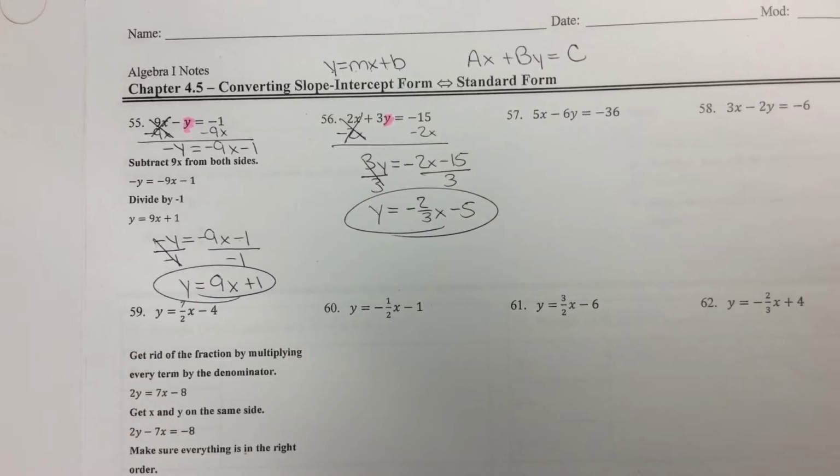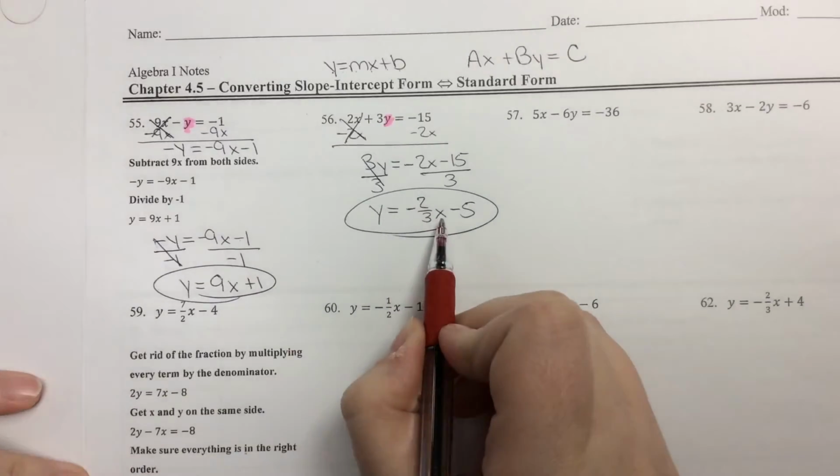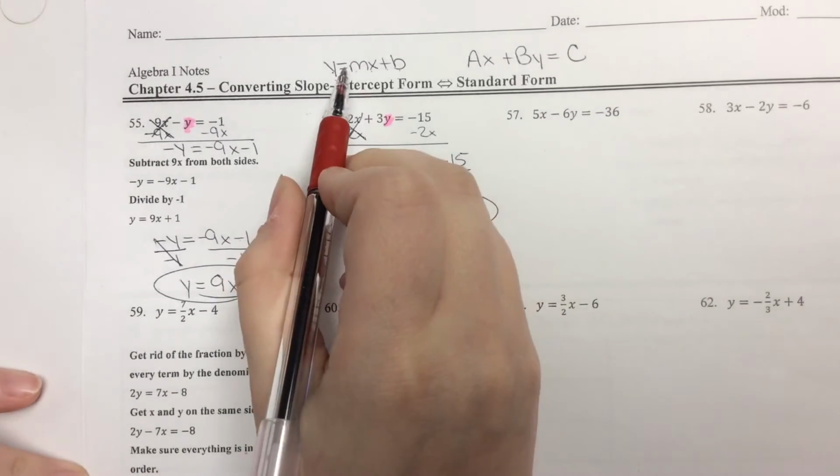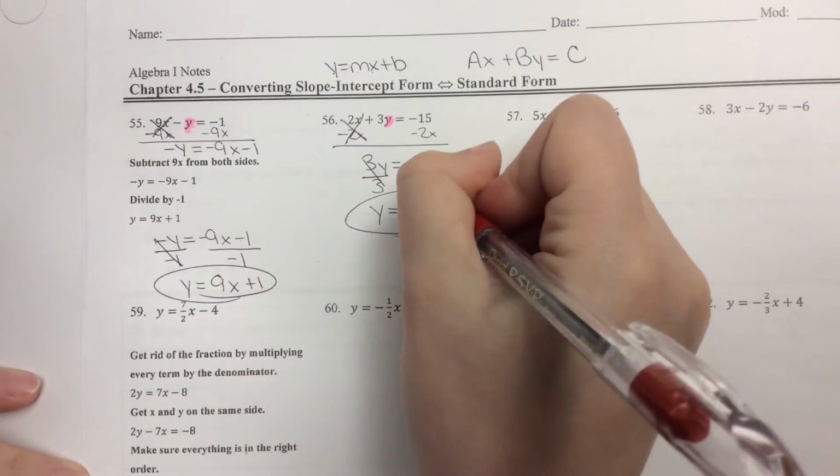So just to review a little bit, in slope intercept form, the number in front of x right here, that's m, that's our slope. So this would be our slope.